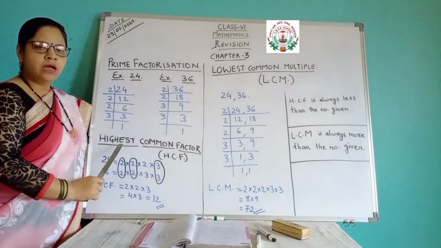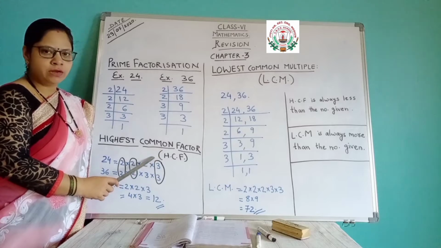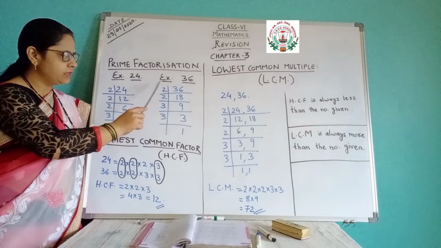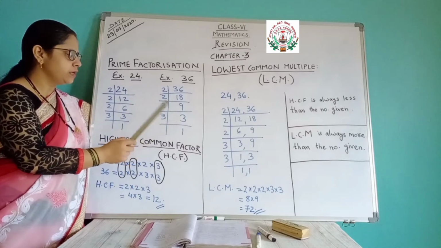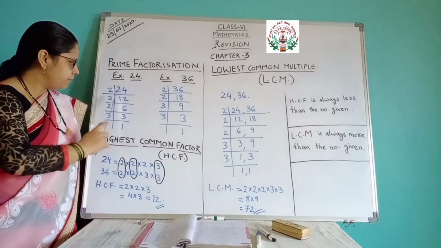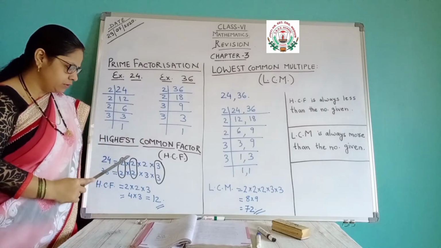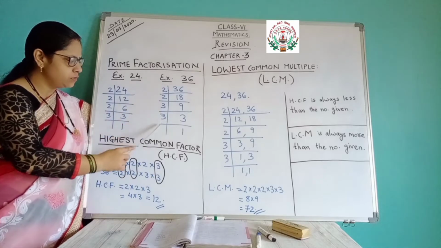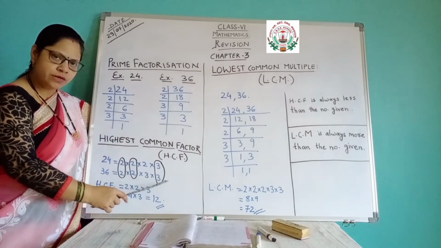Now comes the highest common factor, or in short we are calling it HCF. HCF means all these factors we will write of both these numbers, and we are going to find out the common factors out of this. So we have written 2 into 2 into 2 into 3, and for this, 2 times 2 and 2 times 3.